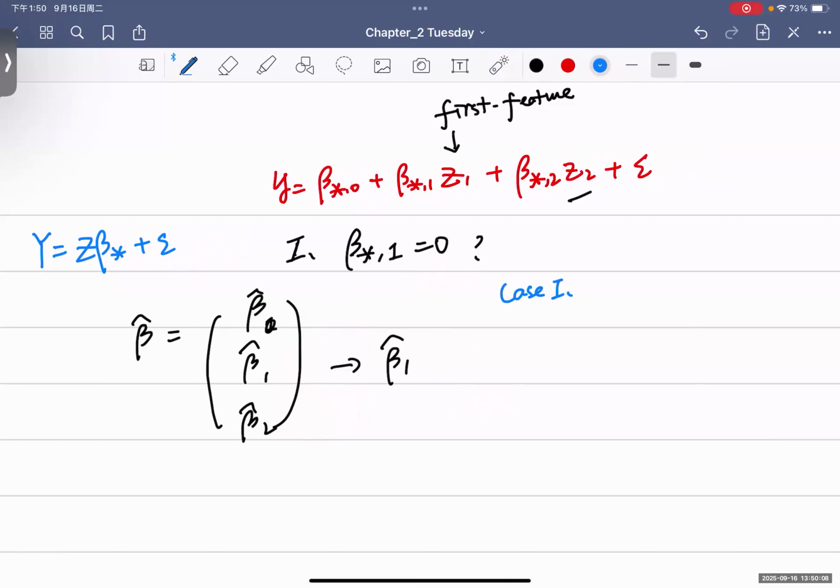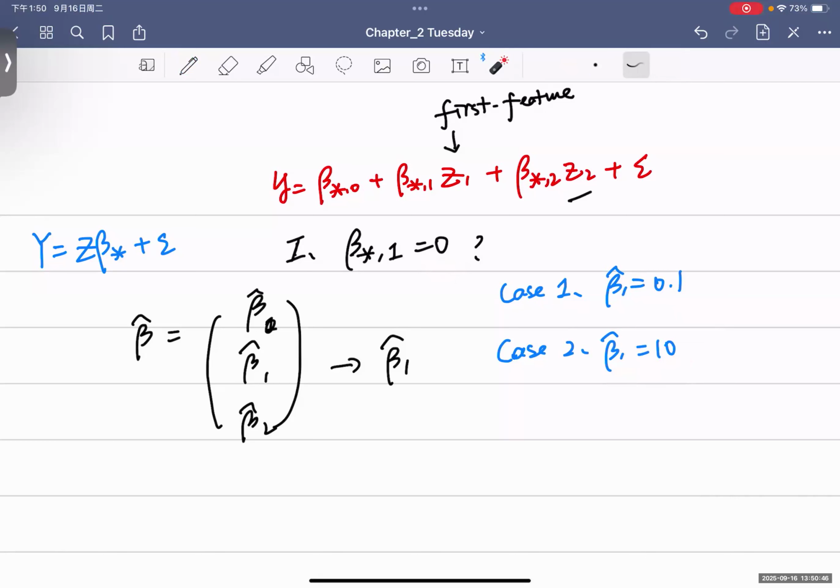In case 1, I find the beta hat 1 is 0.1. So I would like to answer whether the beta star 1 is 0 or not. It's a pretty hard question because they are so close. Okay, they are so close. And in case 2, beta 1 hat is equal to 10. So they are so different. But we are still not certain about whether their difference is big enough.